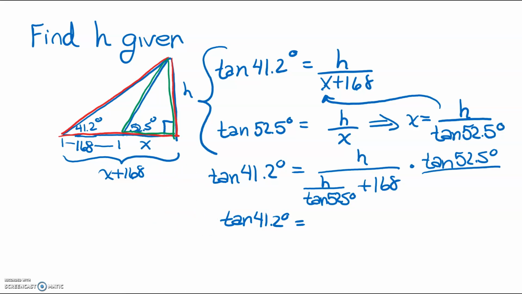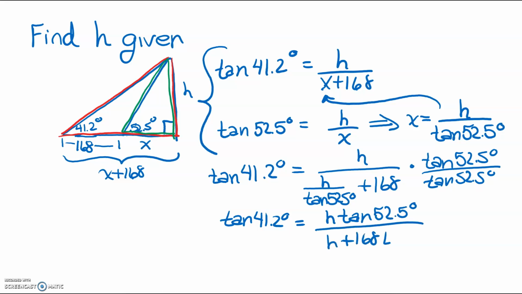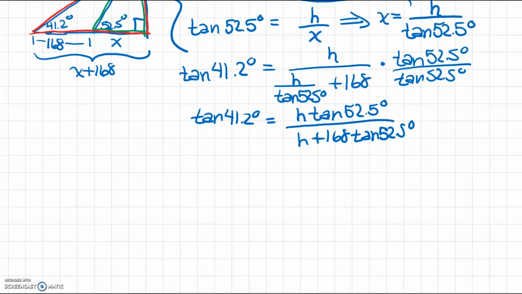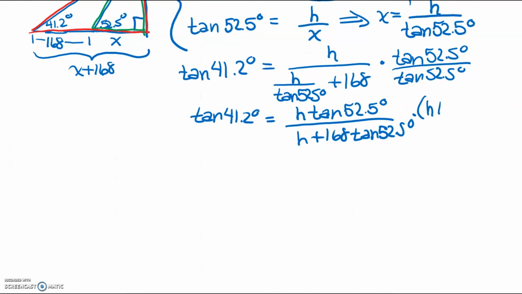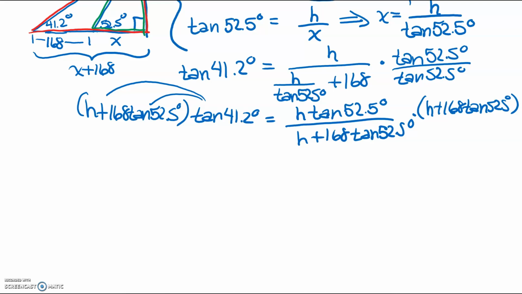What I really wanted to do is multiply by the tangent of 52.5 degrees over the tangent of 52.5 degrees. So it's h tangent of 52.5 degrees over h plus 168 tangent of 52.5 degrees. So now if I multiply both sides by this denominator, h plus 168 tangent of 52.5 degrees, I'm just going to distribute this, and my denominator over here goes away.